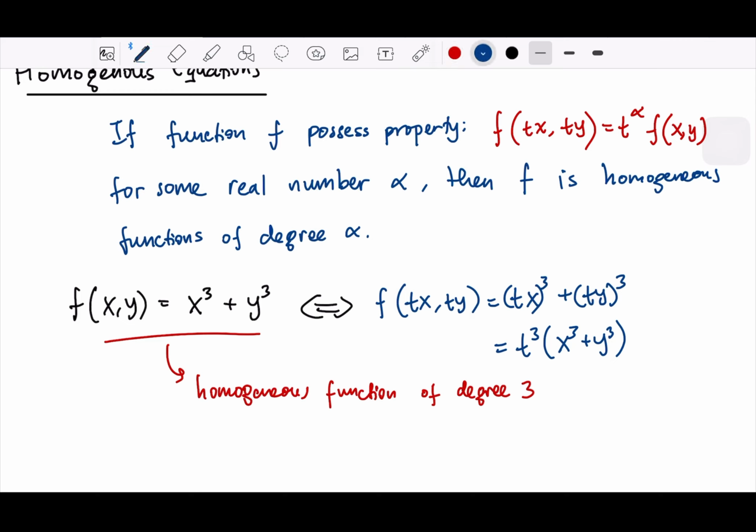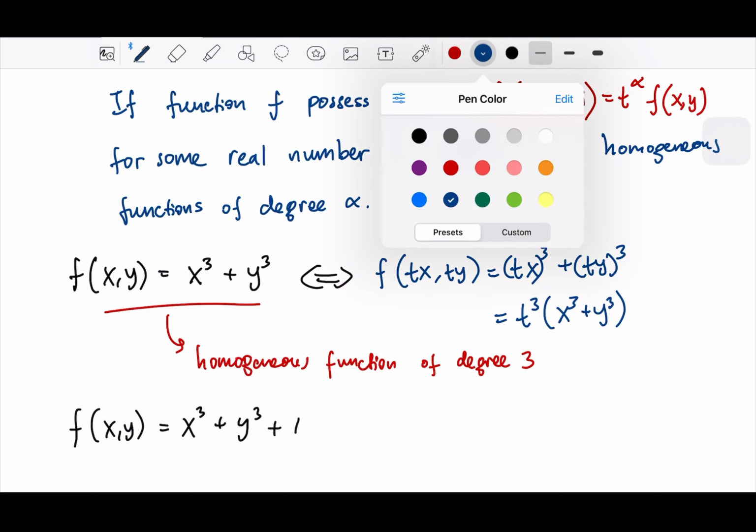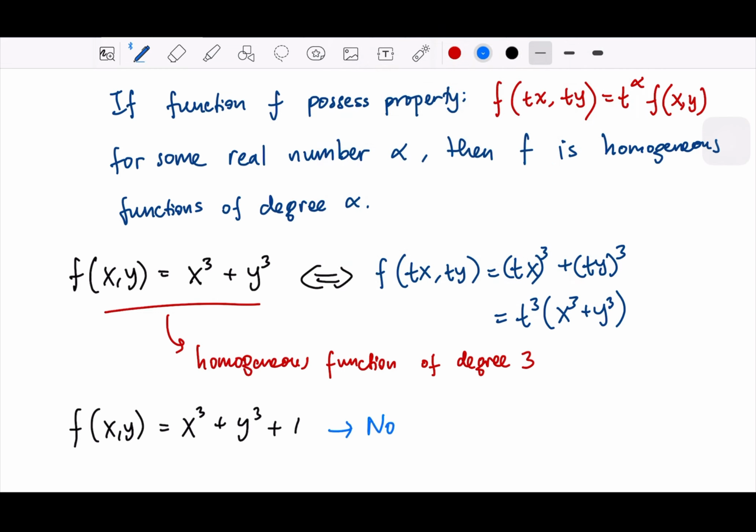Well, if we add a constant, let's say plus 1, it's not homogeneous. So let me write here, it's not homogeneous. We check homogeneity by this multiplication factor.